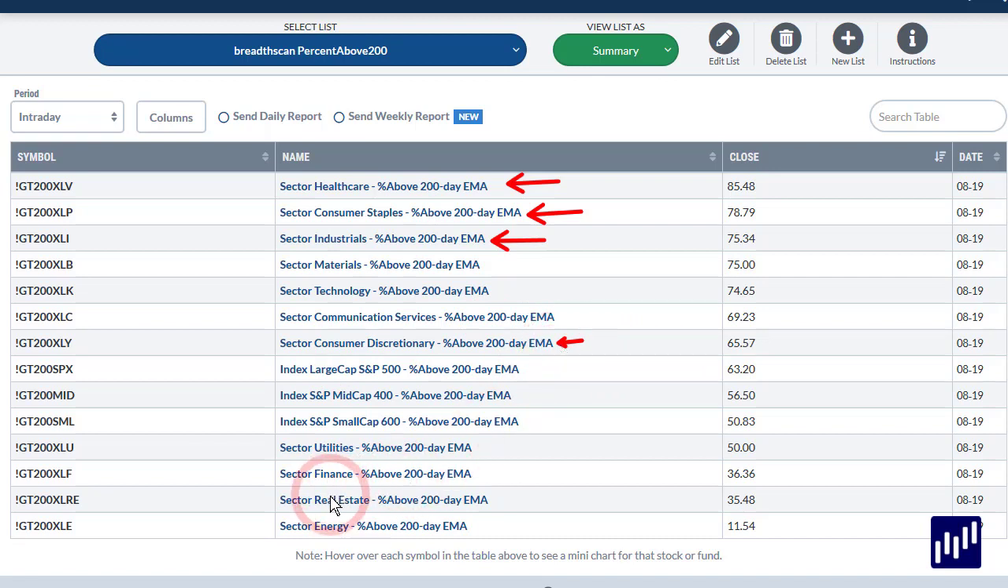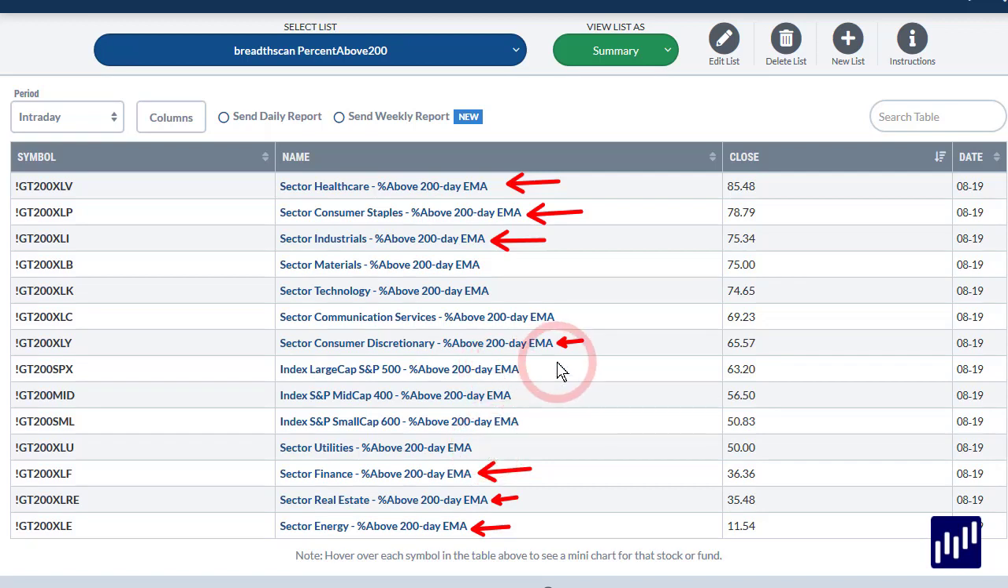And if you look at the weakest sectors, look at finance, 36% above the 200-day EMA, and energy, 11.5%, and real estate. So these three sectors you definitely want to avoid. Utilities sitting on the fence, 50%. What are you going to do?